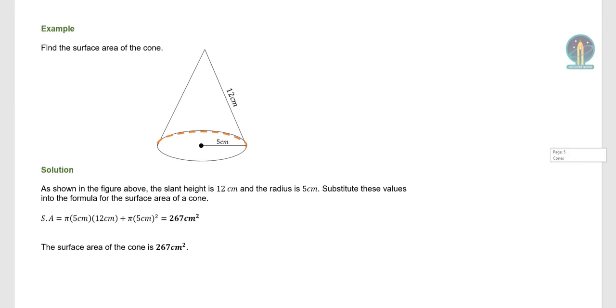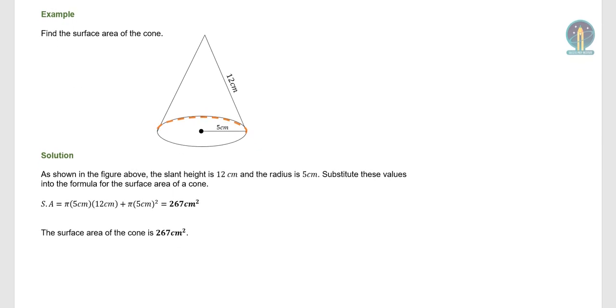Let's look at an example of finding the surface area for a cone. We have this cone with a radius of 5 centimeters and a slant height of 12 centimeters. Find the surface area. So pi times r times L plus pi times r squared. So this is, again, base area, and then this is lateral area. So the total surface area of the cone is 267 square centimeters.